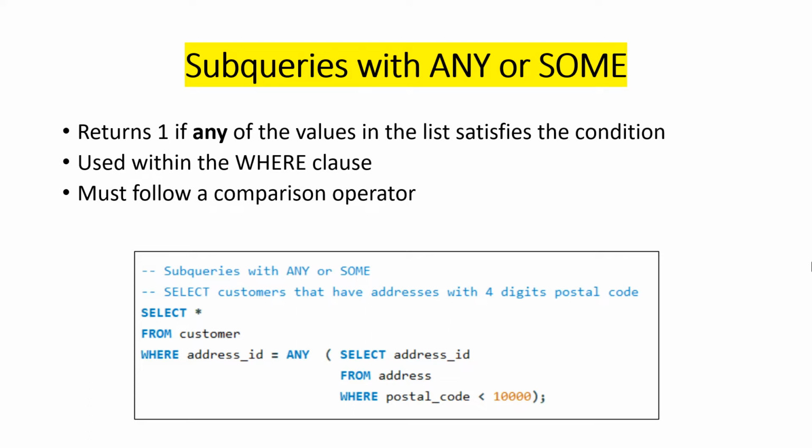So here with the subquery, we select customers that have addresses with 4 digits postal code. Then we select all the names of the customers with this ID. The subquery will select for us all the postal codes with 4 digits. Then we use this list to select all the customers that have these addresses.